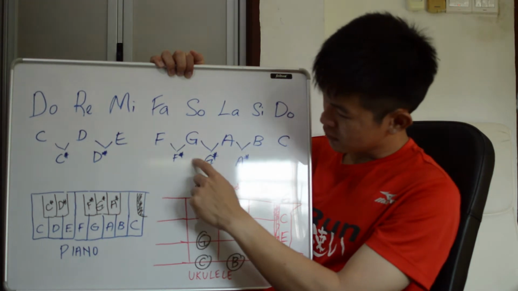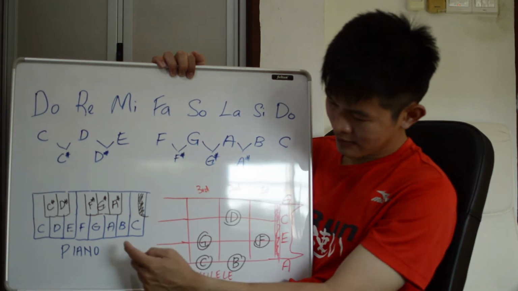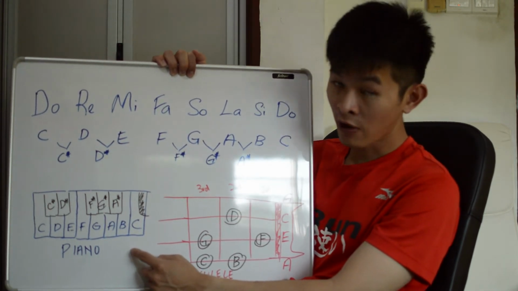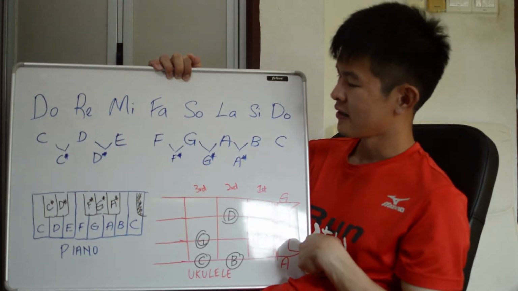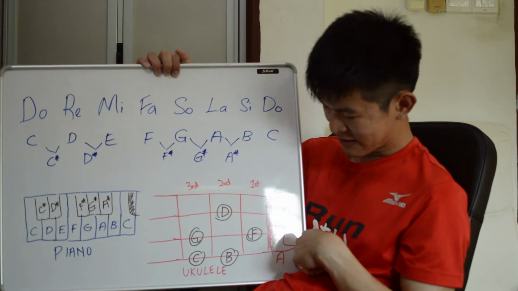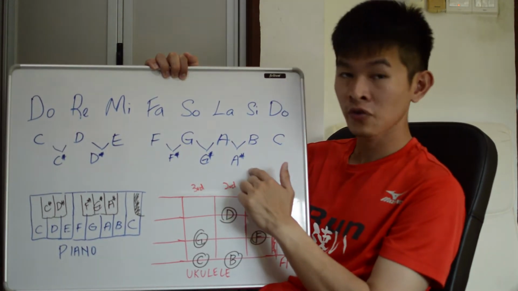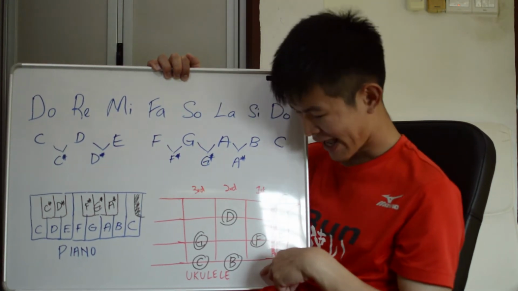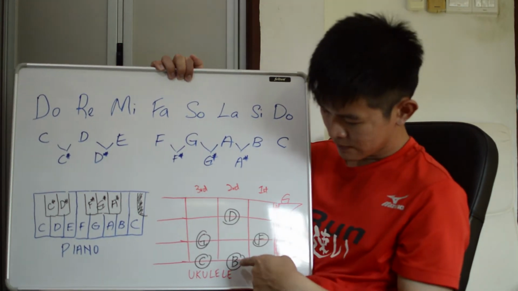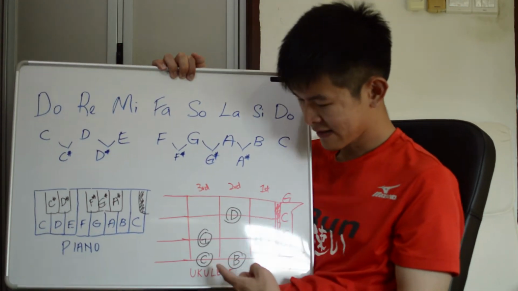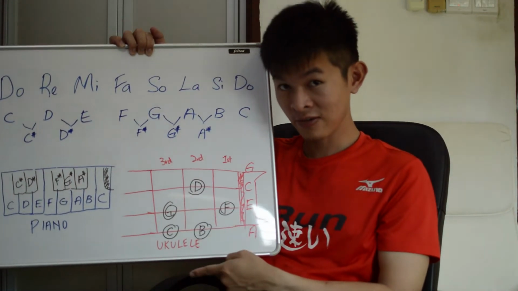Then Sol to La, we have to leave one blank. So G sharp, A. So A is the fifth column. Or because our last string is A, we just play the last string. Then A to B, because it's a full note, we have to leave one blank. Okay, then B to C is a half note, so no need. So Do, Re, Mi, Fa, Sol, La, Si, Do.